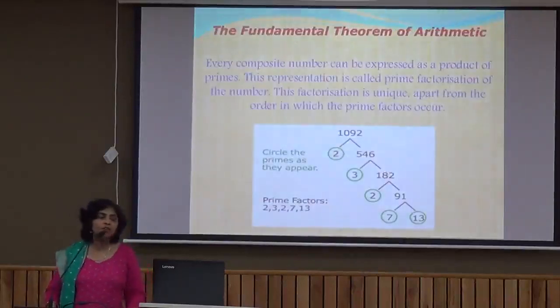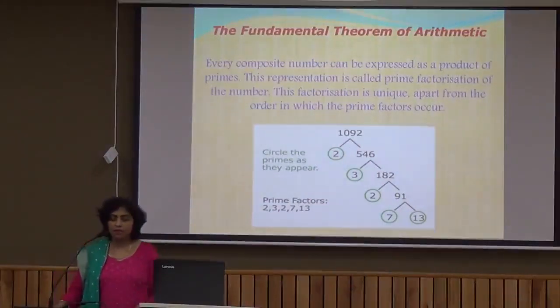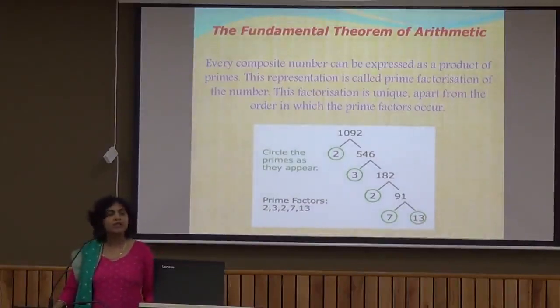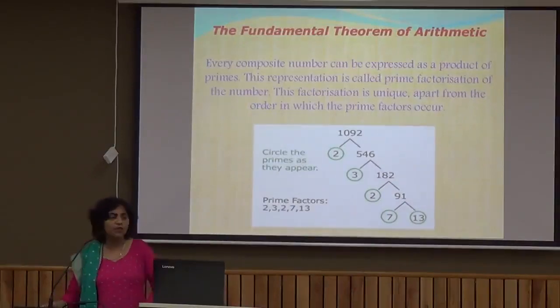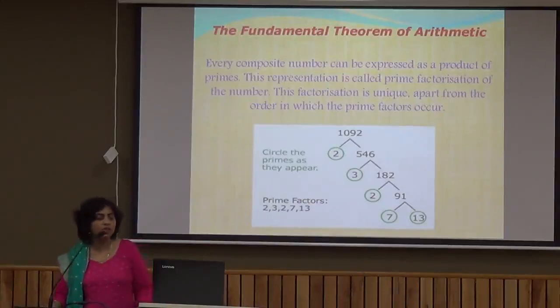Now comes our fundamental theorem of arithmetic. This theorem says that every composite number can be expressed as a product of primes. This representation is called the prime factorization of the number, and this factorization is unique apart from the order in which the prime factors occur. So we can write the prime factorization of any composite number in any order. Let's see an example, 1092.